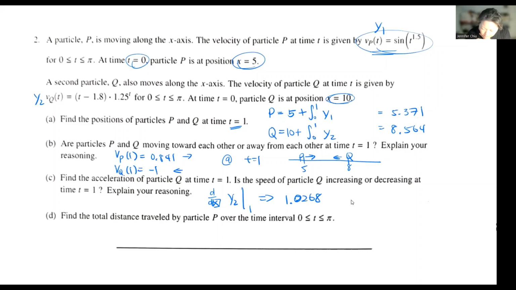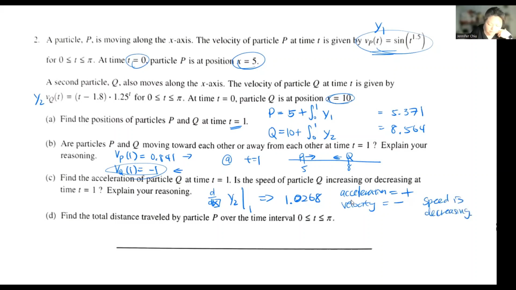So let's see. Here we got the derivative, acceleration of Q is positive. So acceleration is positive. Now, how about the velocity? So we have the velocity back up here. For the particle Q at t equals 1, my velocity is negative. So remember, they're opposite signs, right? Because they're working against each other, therefore the speed is decreasing.